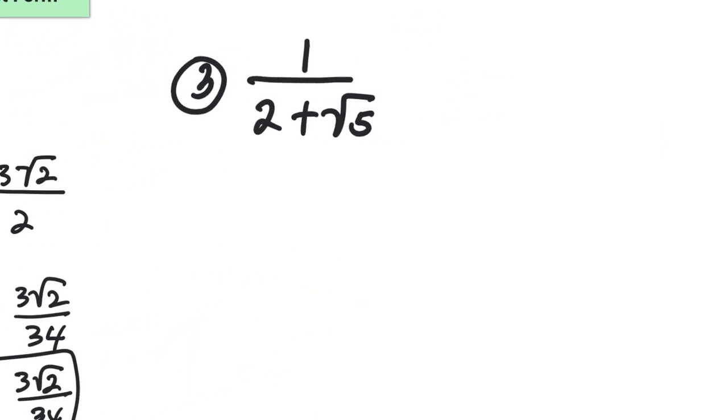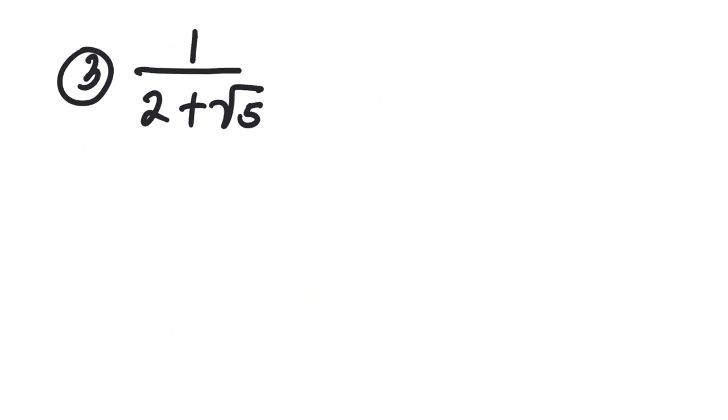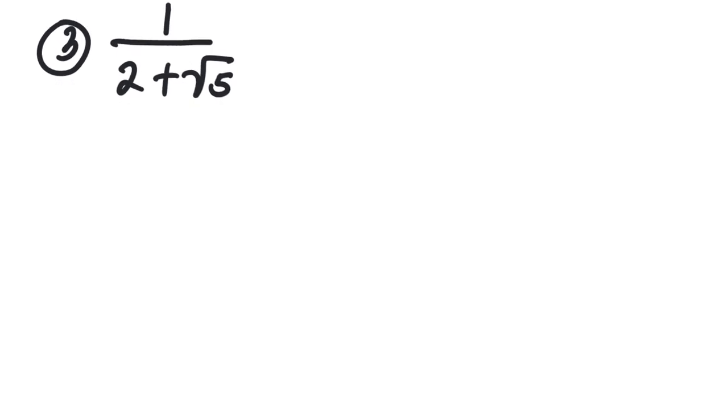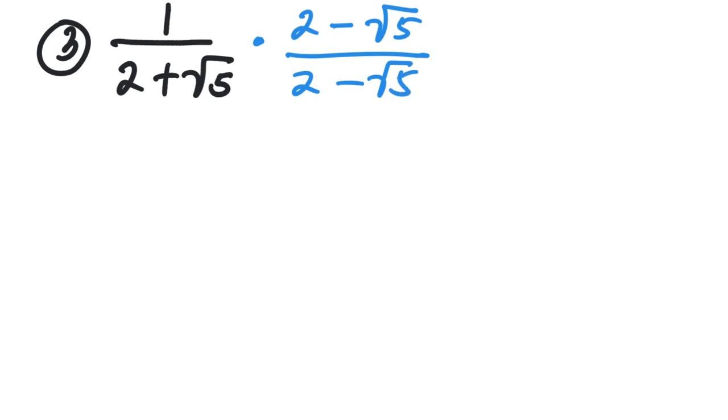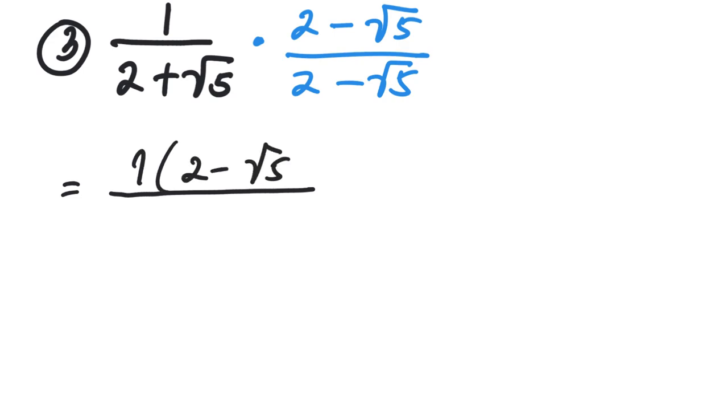Okay, so there's one more here, number 3. 1 over 2 plus root 5. So let's get the conjugate. The conjugate will be 2 minus, this time, root 5, all over 2 minus root 5. Okay, let's continue the computation. That's going to be multiplication. 1 times 2 minus root 5. This is going to be 2 squared minus root 5 squared.